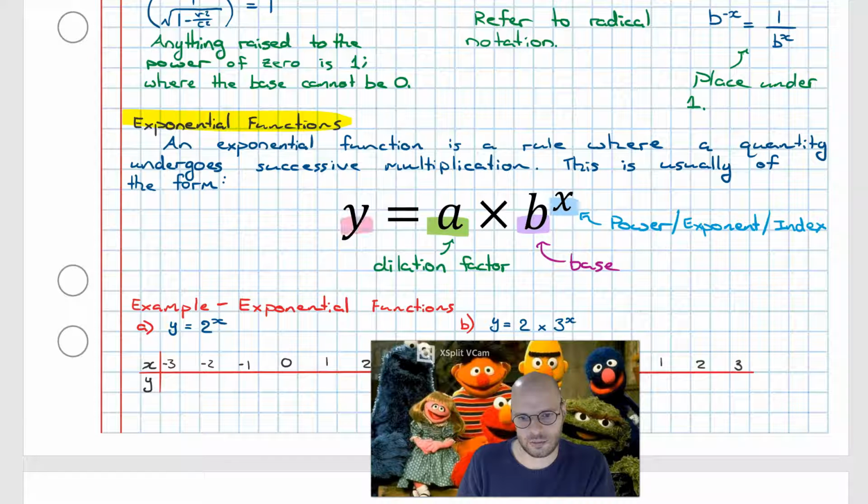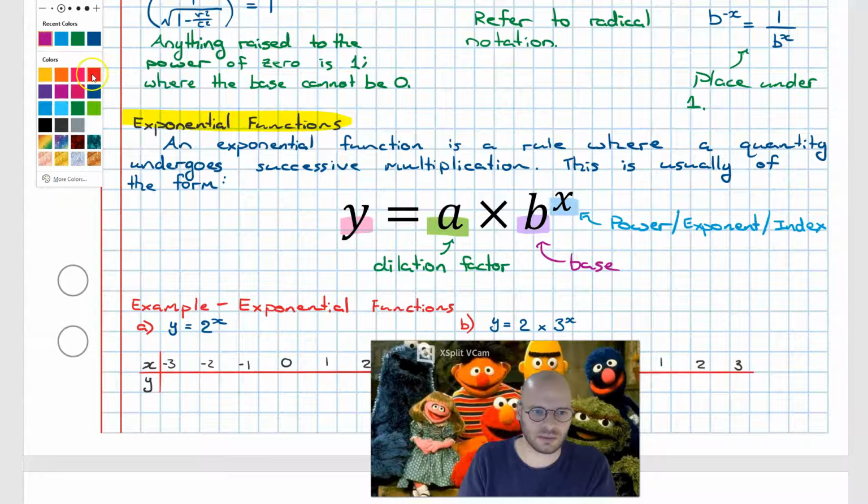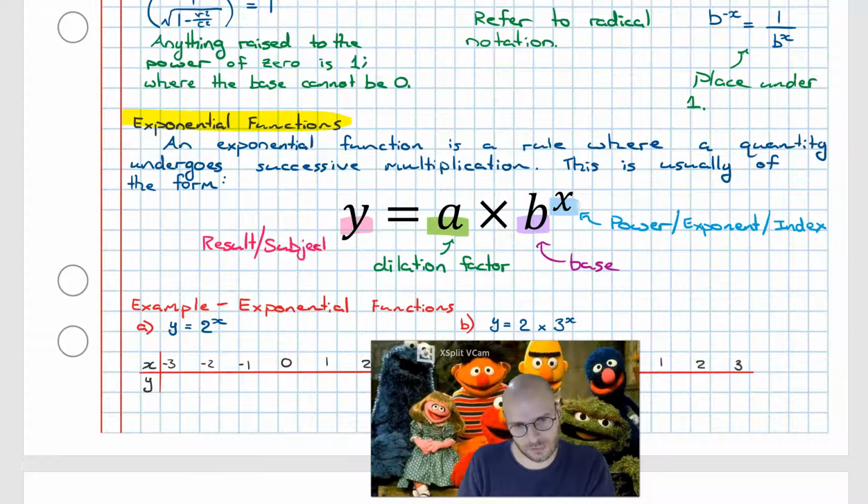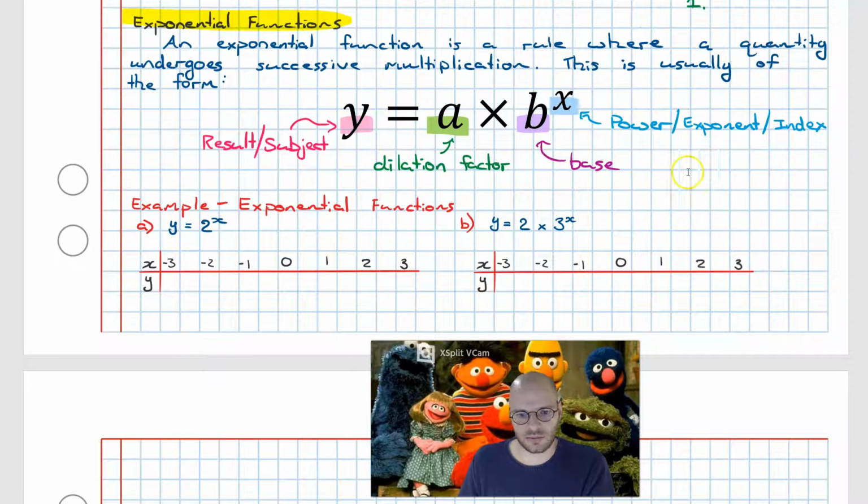And finally, we have y over here. This is simply the result, or we could call it the subject of the equation, or the function as we like to call it. So we've got y equals a multiplied by b to the power of x. As well as having an algebraic representation, it also has a graphical representation, but we're not going to touch on it in this video. That will be for the next video.